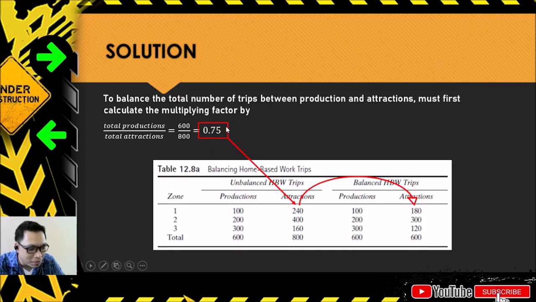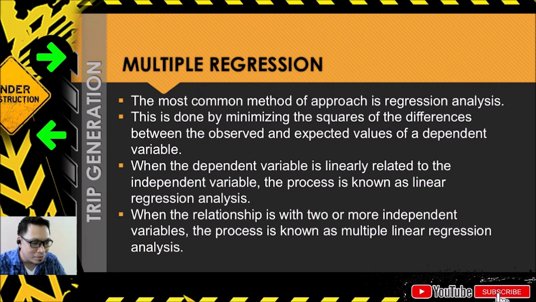Now we use this 0.75 to multiply each number of attractions in the unbalanced column to provide a balance, no? Okay. So we have 240 multiplied by 0.75, the result is 180. Then 400 multiplied by 0.75, that is 300. Then 160 multiplied by 0.75, that is 120. So all in all, it is now balanced, which is equivalent to 600. So that is how to do the balancing, no?